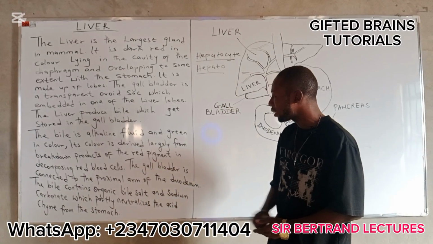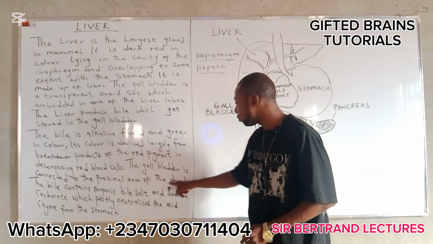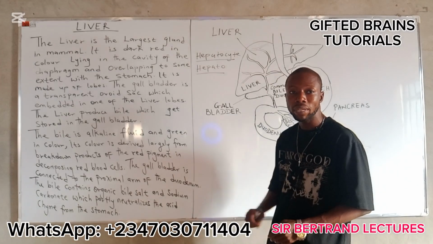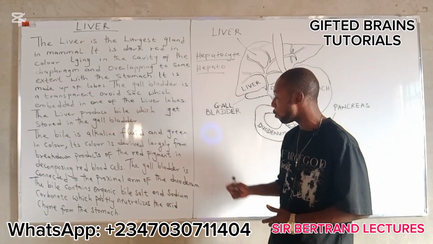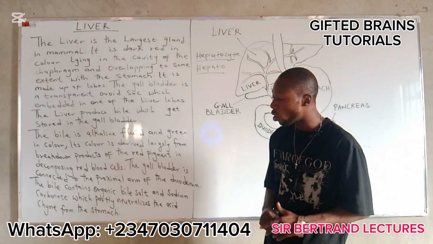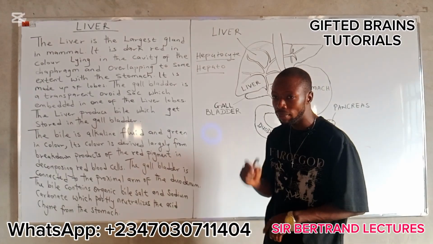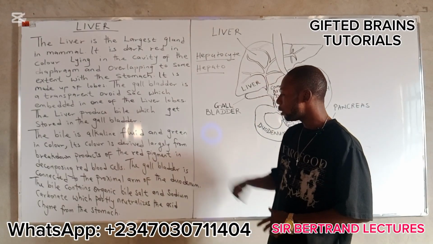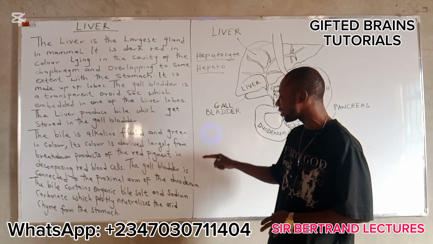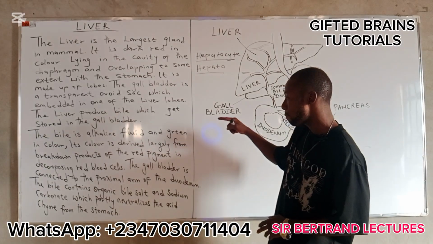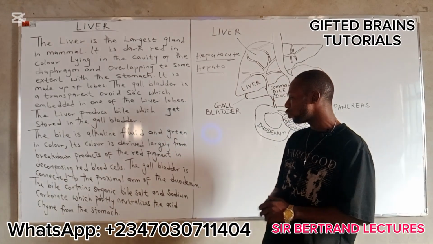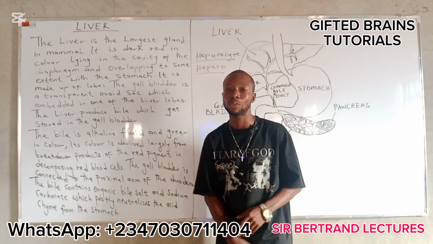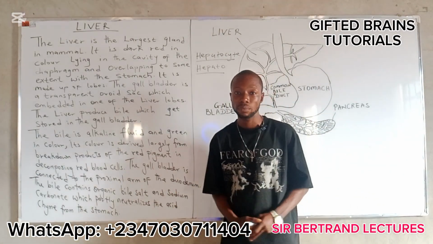The gallbladder is connected to the proximal arm of the duodenum. The duodenum is the first part of the small intestine. All right? The bile contains organic bile salts and sodium carbonate, which partly neutralize the acid chyme from the stomach. I've explained this before.